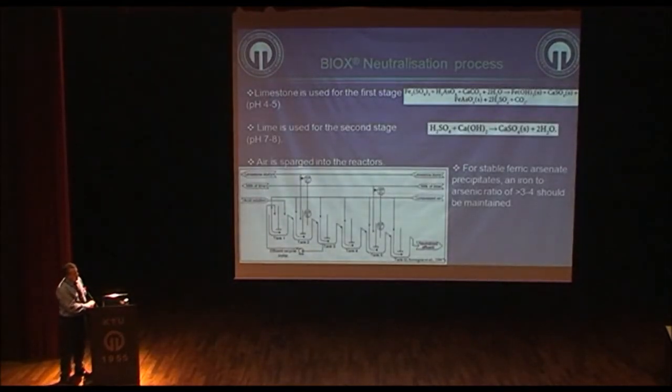Limestone is used for the first stage of neutralization, which is carried out in two stages. In the first stage, the pH is increased to pH 4 or 5 to precipitate arsenic as ferric arsenate. And for this reaction to be effective, the ferric to arsenic ratio is important and should be maintained at more than 3 for stable arsenic precipitates. In the second stage, lime is used to increase the pH to 7 or 8. And air is continuously sparged, and you see here the circuit.